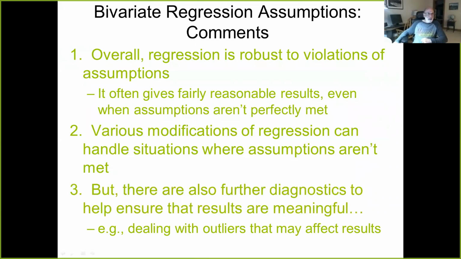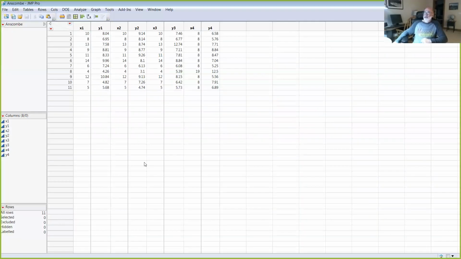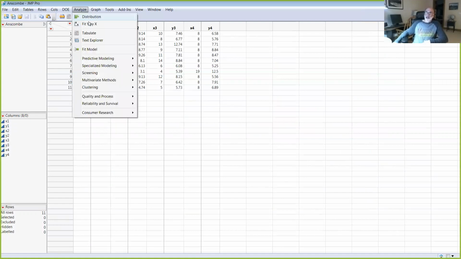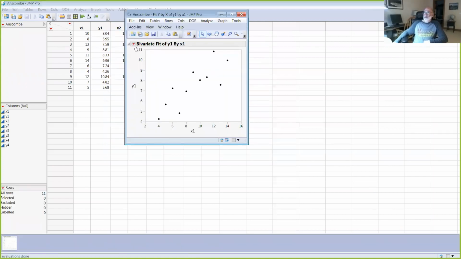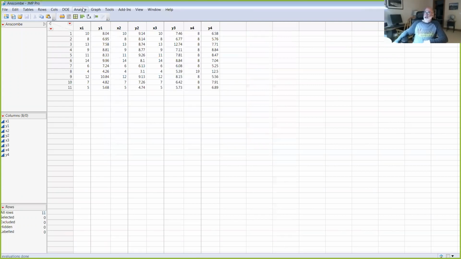So let me bring up one more example here. It's a very famous data set called Anscombe's quartet. Anscombe was a French mathematician, and he invented this data set. It's 4 sets of x, y variables. And so if you just draw a graph of y1 and x1, and actually, let me see if I can get them all at the same time.